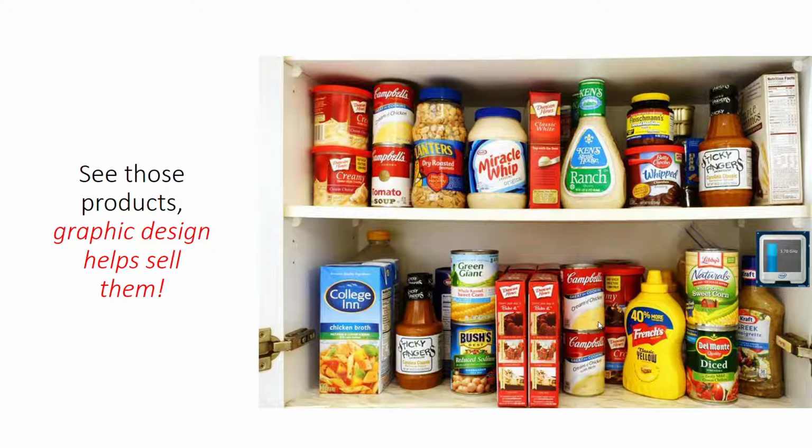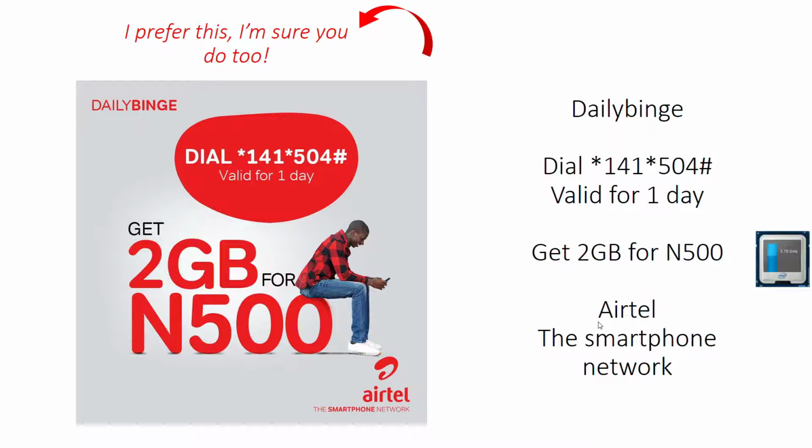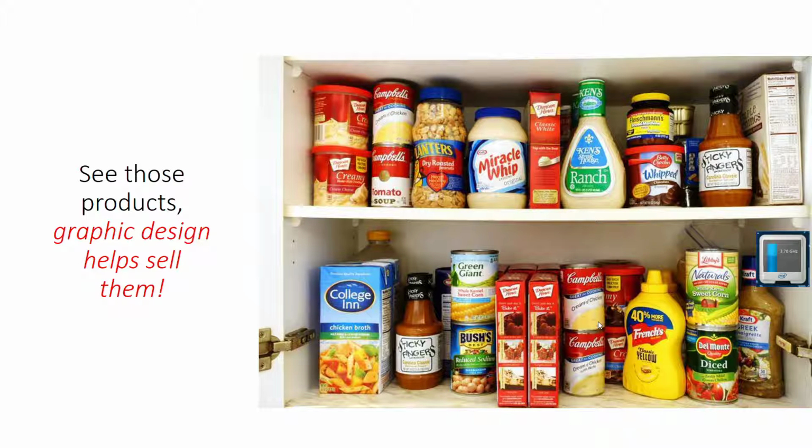All right, so if you look at the text on the right side, it's not attractive, it's just plain text. But with graphic design you get something like this on the left. So that's it. All right, now if you go to the supermarket or the grocery shop, you see products all over the place.